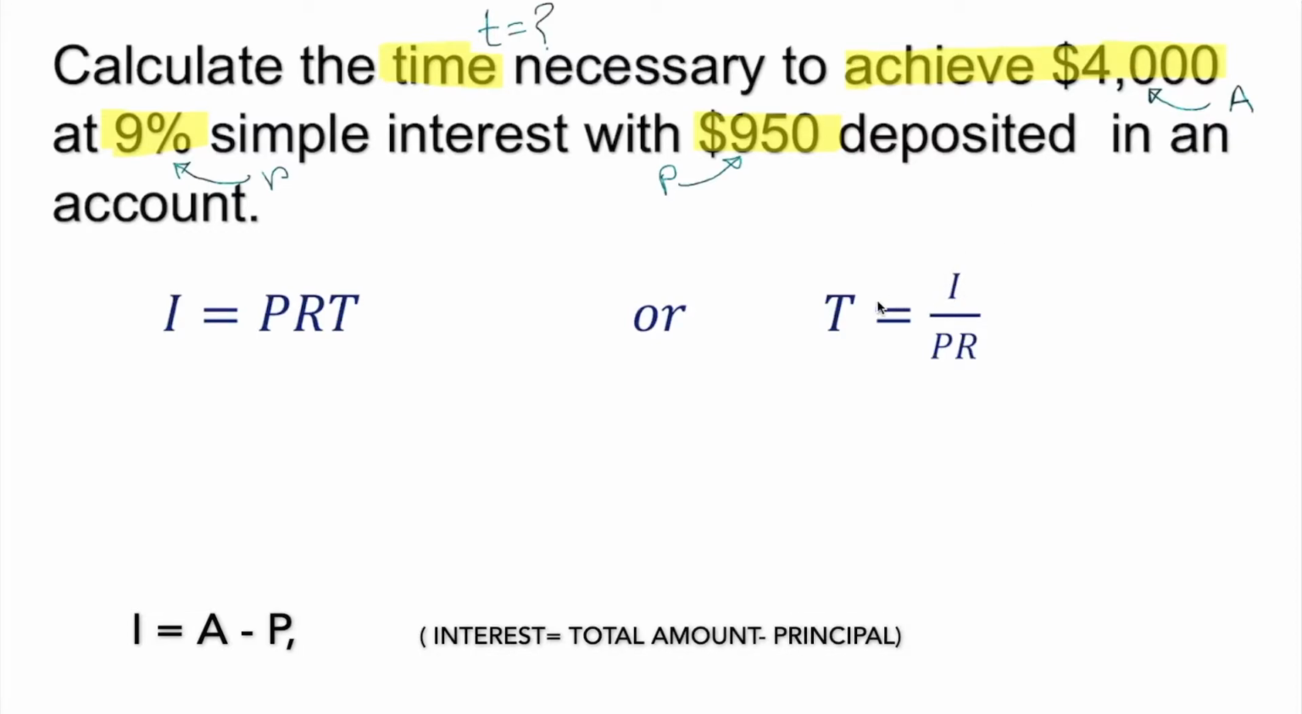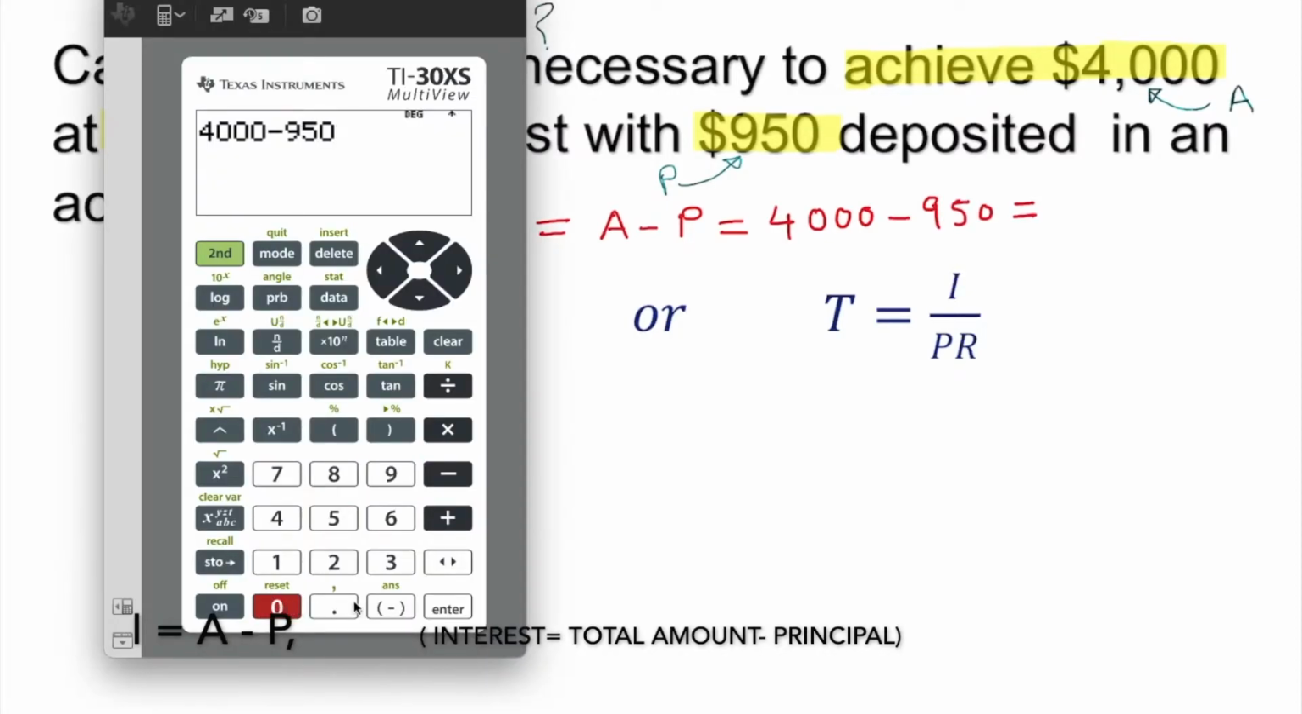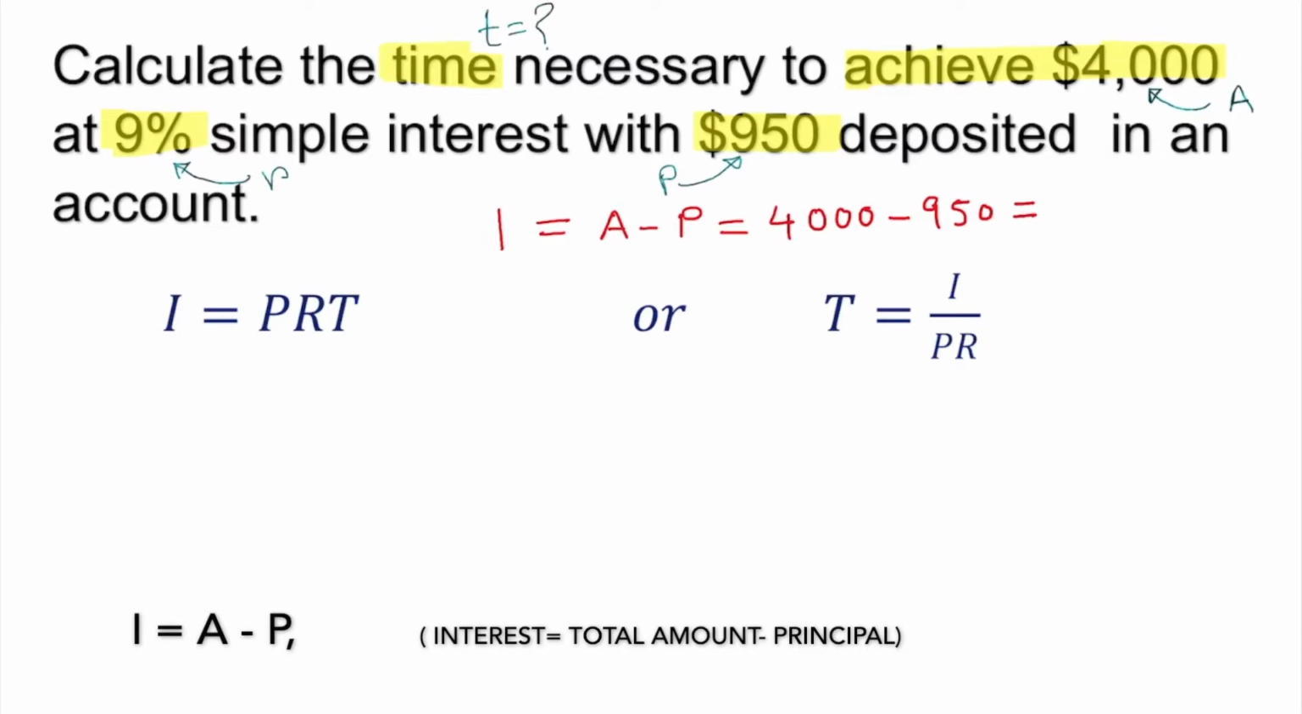So I just solve for T because this is what we're looking for. Solve for T, divide P R by both sides. The interest is the total amount minus the principal. In this case, the total amount is 4,000. 4,000 minus the principal, in this case 950, that's 3,050. 3,050 is the interest. So we are ready to plug it in here right now.